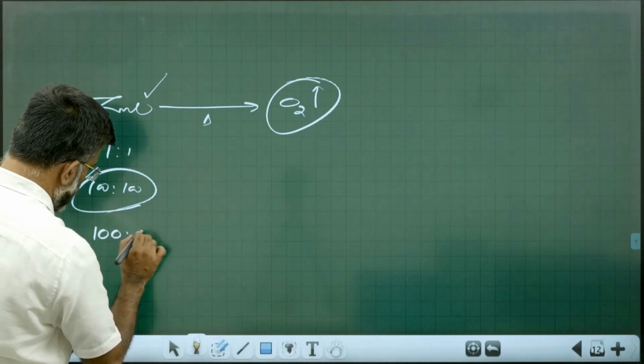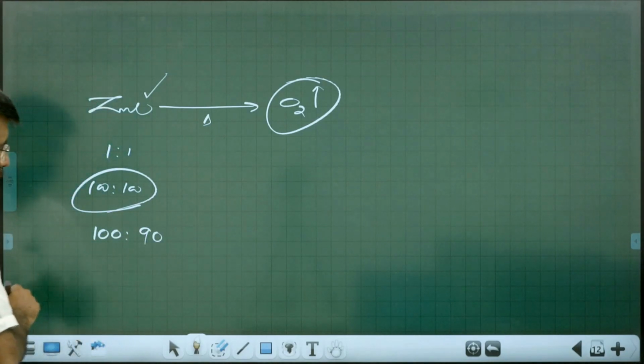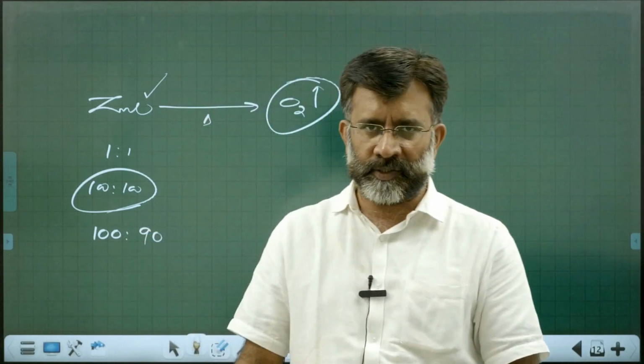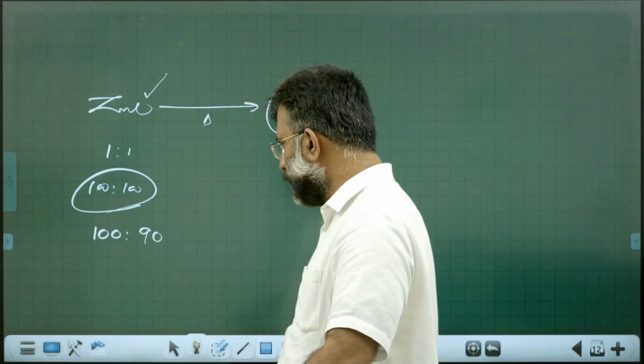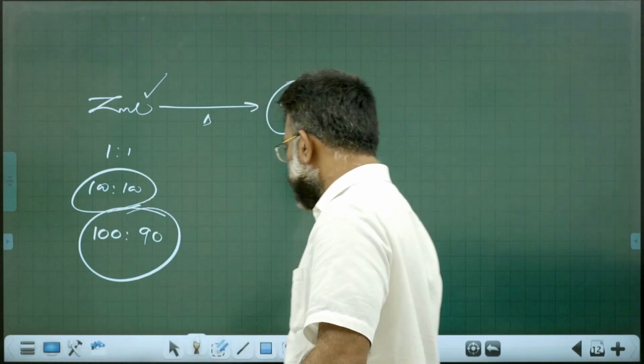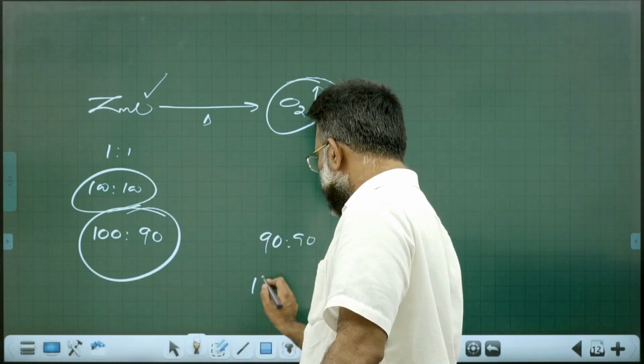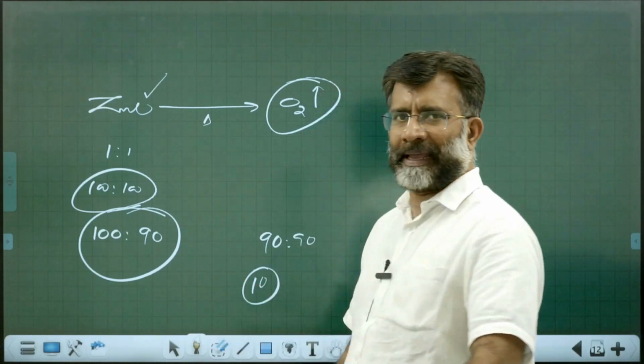Now it is zinc 100 and oxygen 90. Some 10 oxygen atoms are gone. Imagine, now it is 190. This crystal will go for a reorganization. You make it a 90-90 crystal. Now 10 zinc atoms are in excess.